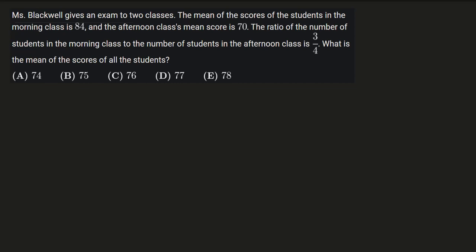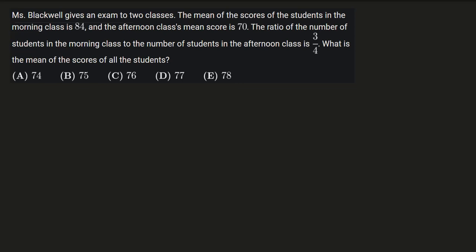Let's look at this problem. Miss Blackwell gives an exam to 2 classes. The mean of the scores of the students in the morning class is 84. The afternoon class mean score is 70. The ratio of the number of students in the morning class to the number of students in the afternoon class is 3 to 4. What is the mean of the scores of all the students?